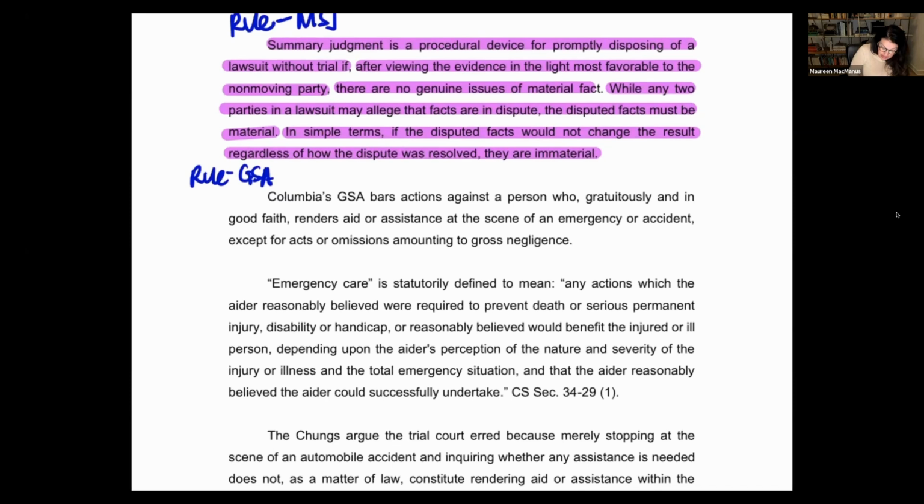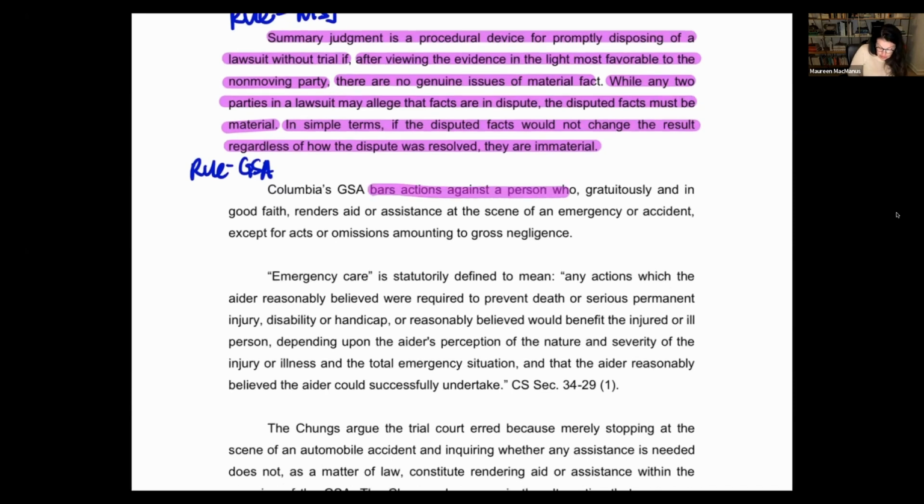So it bars actions against a person who gratuitously and in good faith renders aid or assistance at the scene of an emergency or accident, except for acts or omissions amounting to gross negligence. So here we have a general rule and then we have an exception. So you have 1 and you have 2. So these are my 2 issues. Maybe at this point I would put my headings in my document, but I'm in a groove here, I'm reading, it's fine.